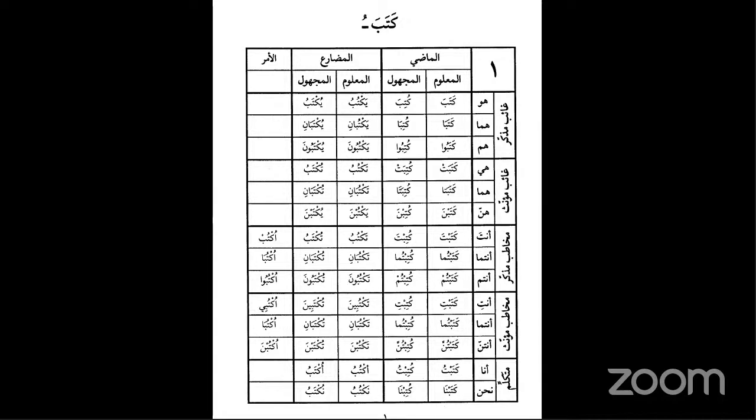Katabtu, I wrote. Katabna, we wrote. Excellent. Last person, say it. So kataba, he wrote. Katabā, they two wrote. Katabu, they all wrote. Katabat, she wrote. Katabata, they two females wrote. Katabna, they all females wrote.